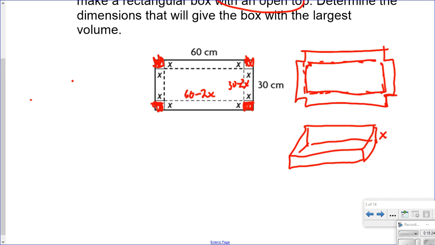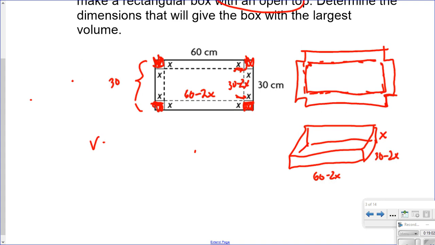Now, that's worth talking a little bit about. My original box was 30 centimeters, and I've removed one x from this corner and another x from this corner. So effectively, I've removed 2x, and what remains is the dotted width here. This line right here has a dimension of 30 minus 2x. So the dimensions of my box are 60 minus 2x, 30 minus 2x, and then x.